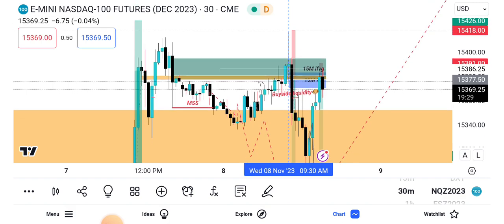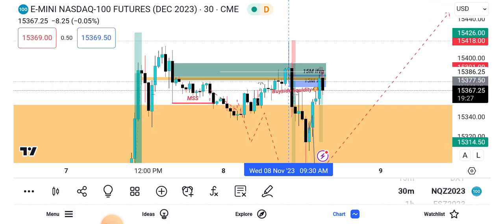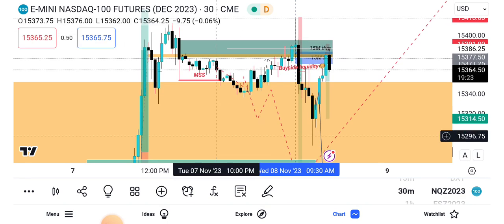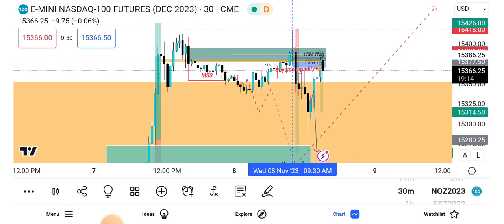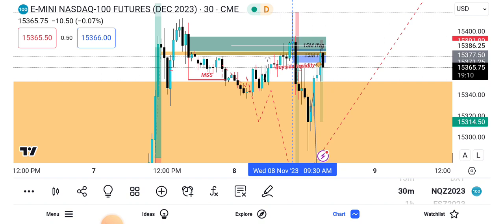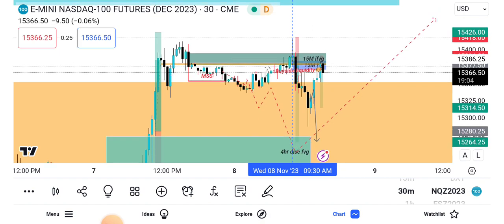So dropping to my lower time frame, I drew this yesterday. I was analyzing my charts yesterday at 10 p.m., and that's when I drew these. So we can see the market has not yet retraced there, but it's consolidating around that place. Well and good. We'll wait until it's into this 4-hour fair value gap.